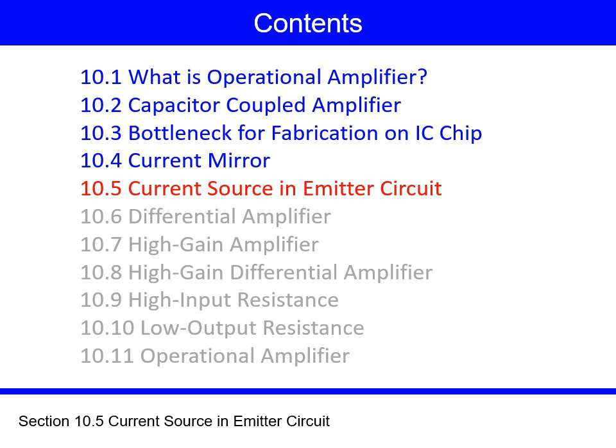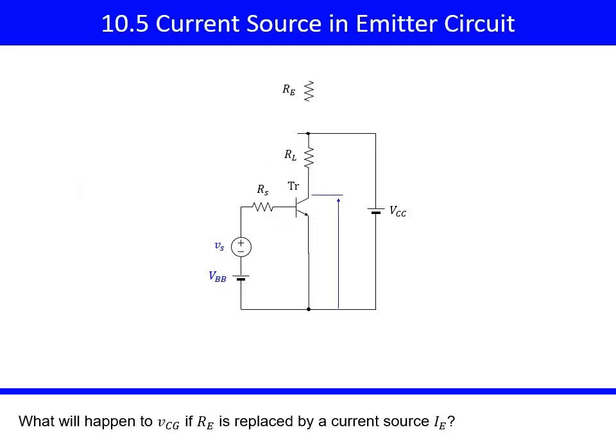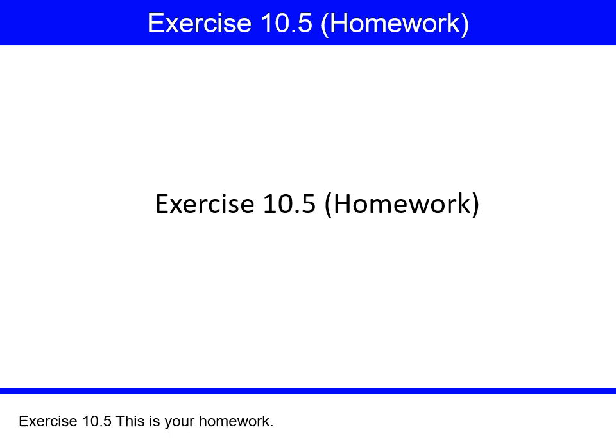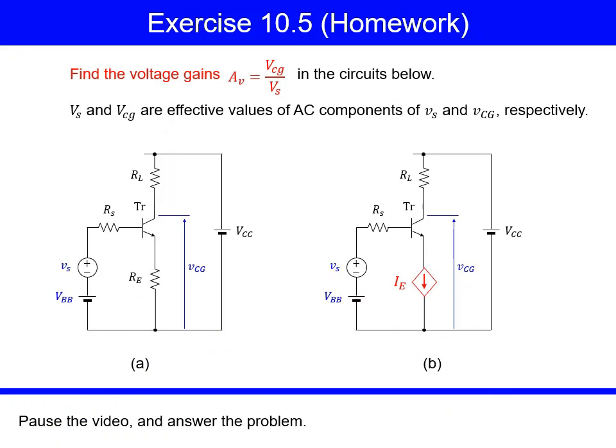Section 10.5. Current source in emitter circuit. What will happen to VCG, if RE is replaced by a current source IE? Exercise 10.5. This is your homework. Pause the video, and answer the problem.